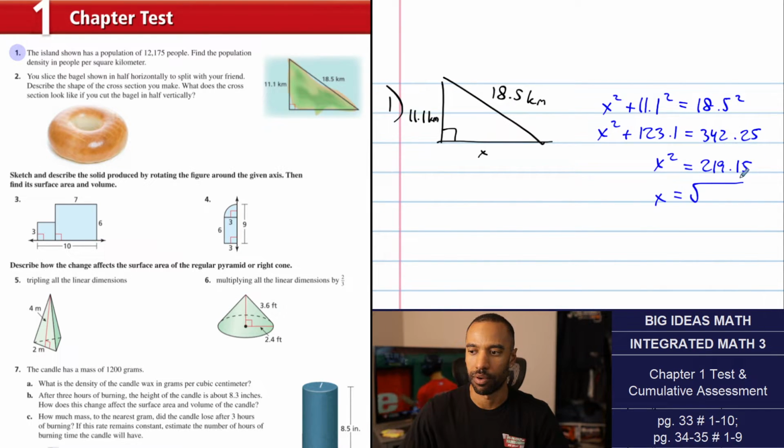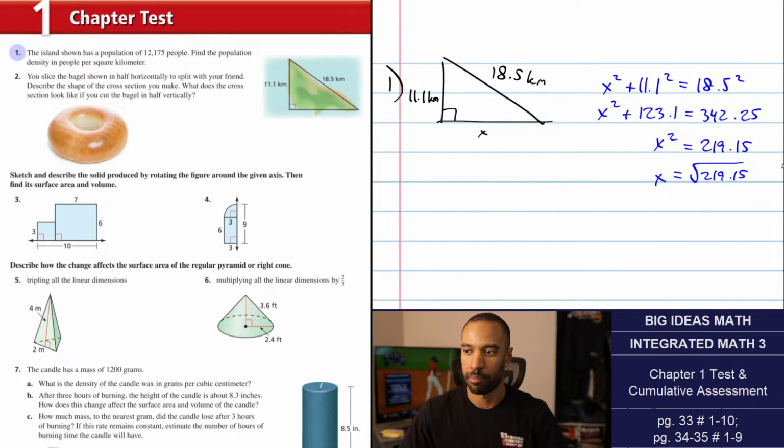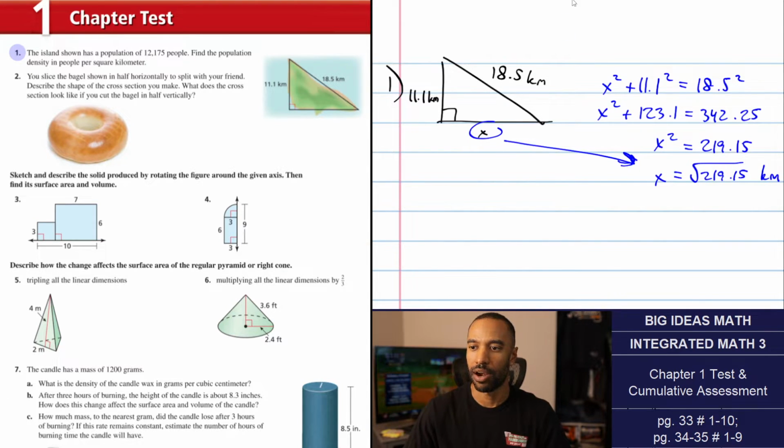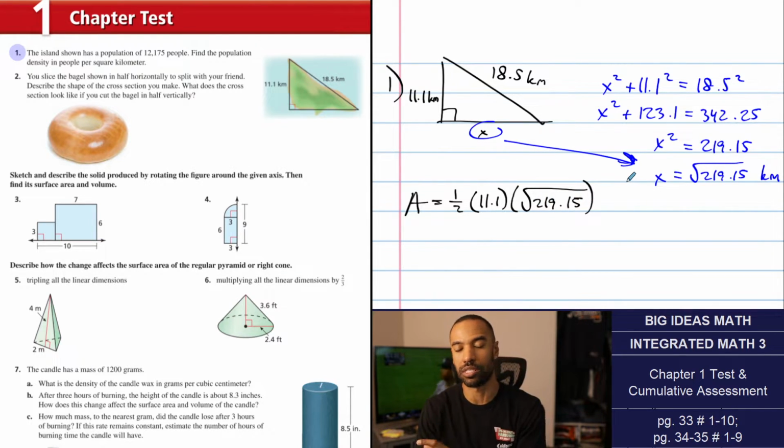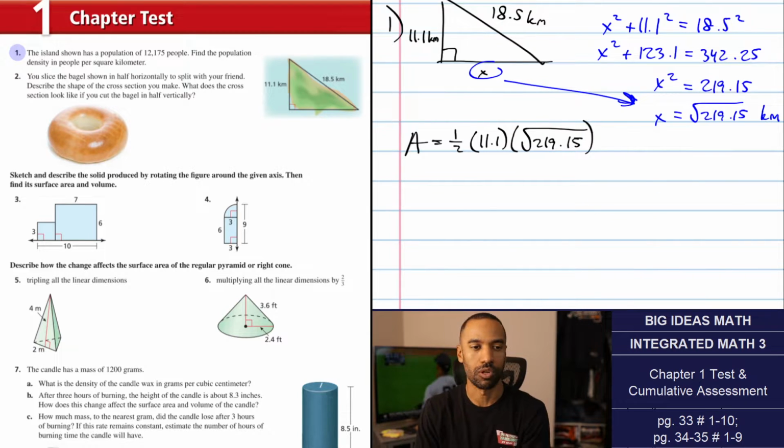So x squared is 219.15, so x is the square root of that. I'm not going to round it. I'll just leave it like that. I'm sure there's no simplification to be had, but that's kilometers. Okay, so that's that guy. So area of this triangular island is 1/2 base times height. Base, you can identify one way or the other, but you don't use 18.5. Okay, so we use those ones together. So again, probably no rounding yet. I'm going to have a number.